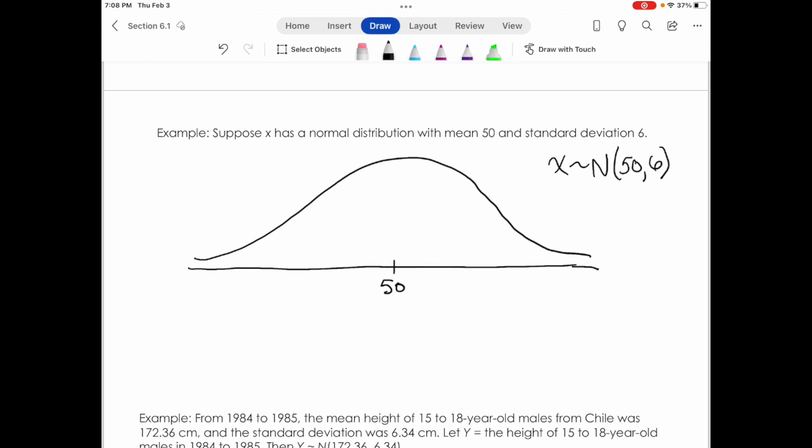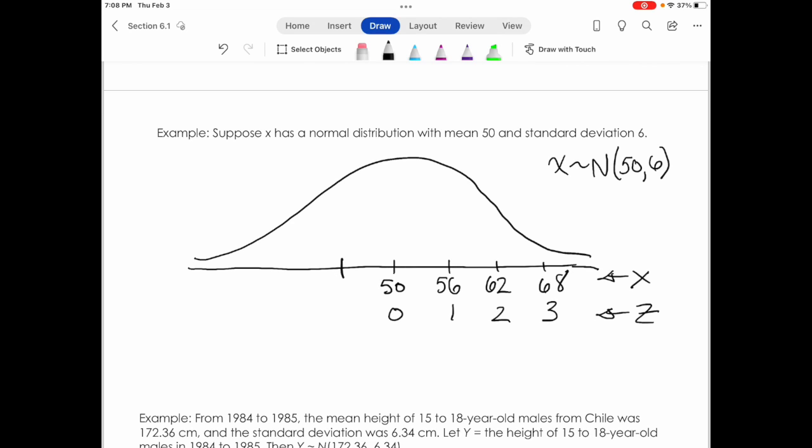50 is going to go in the middle, and then I'm going to keep adding or subtracting 6 to come out in either direction. So this would be 56. This would be 62. This would be 68. That's 3 standard deviations out. So these are my x's. If we're looking at our standard normal curve and we're thinking about z's, this would be 0, 1, 2, and 3.